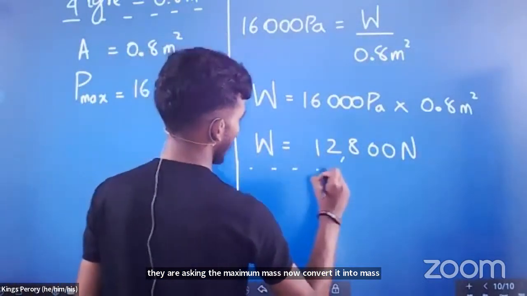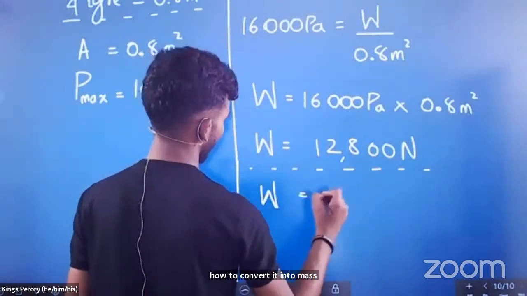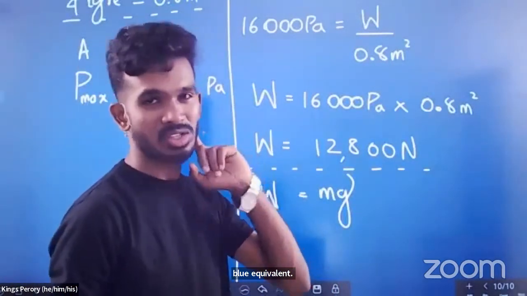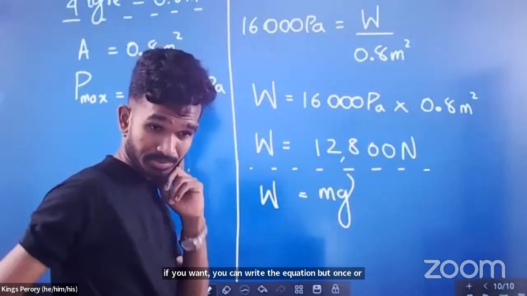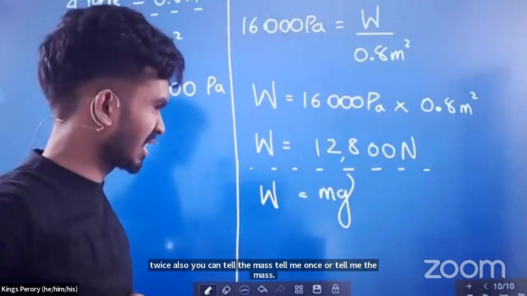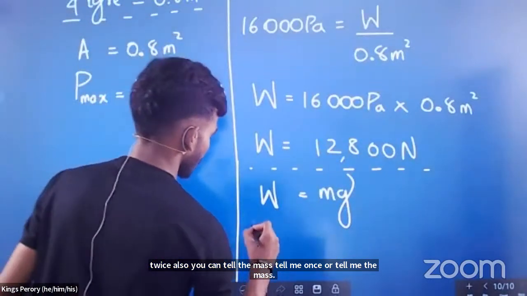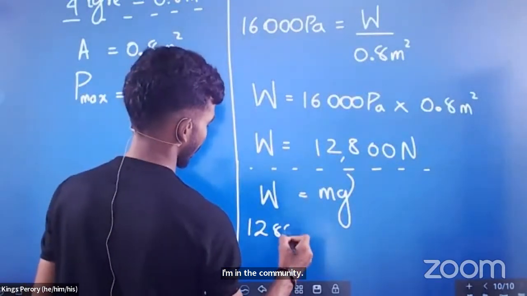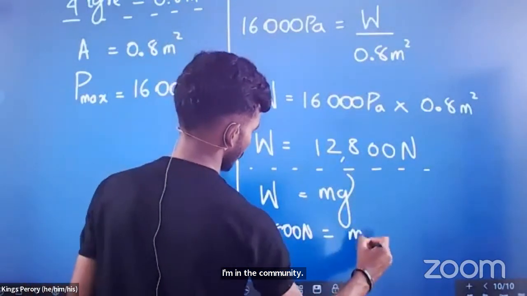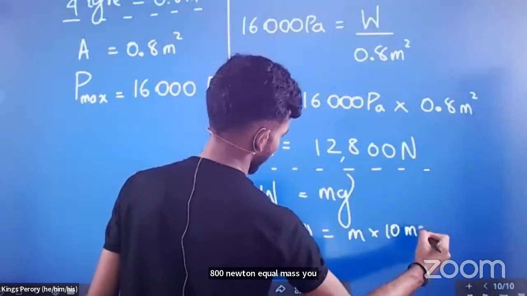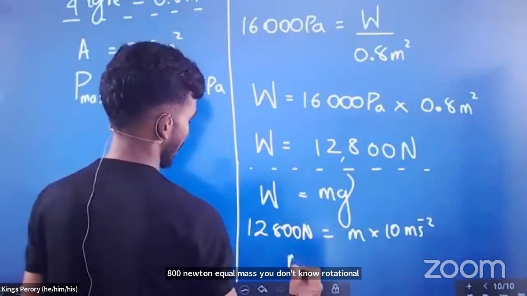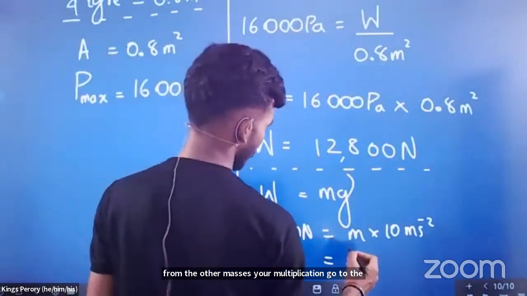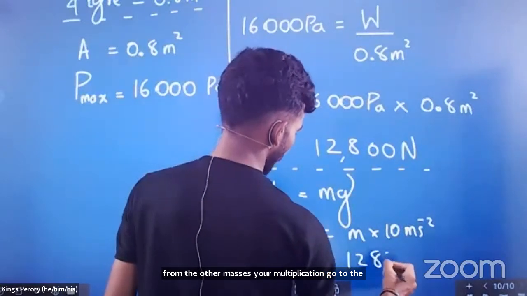How to convert it into mass? W equals mg. If you want, you can write the equation, but in one shot you can tell the mass. Mathematically, 12,800 Newton equals mass, which you don't know, times gravitational acceleration, 10 meters per second squared. Multiplication on one side goes to the other side as division. 12,800 divided by 10 is going to be 1,280 kg.